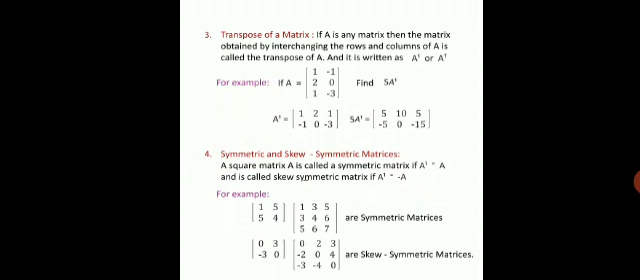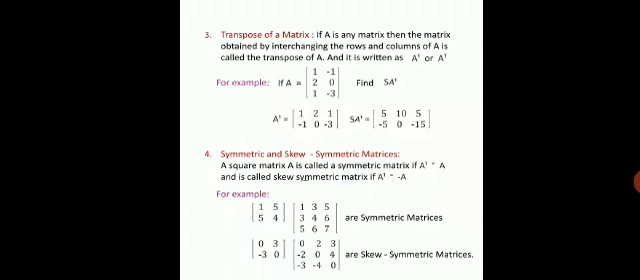Now we see the fourth part, that is symmetric and skew symmetric matrices. A square matrix A is called a symmetric matrix if A dash is equal to A, and it is called a skew symmetric matrix if A dash is equal to minus of A. Students, in a symmetric matrix, the transpose of A is not going to change from the matrix A.